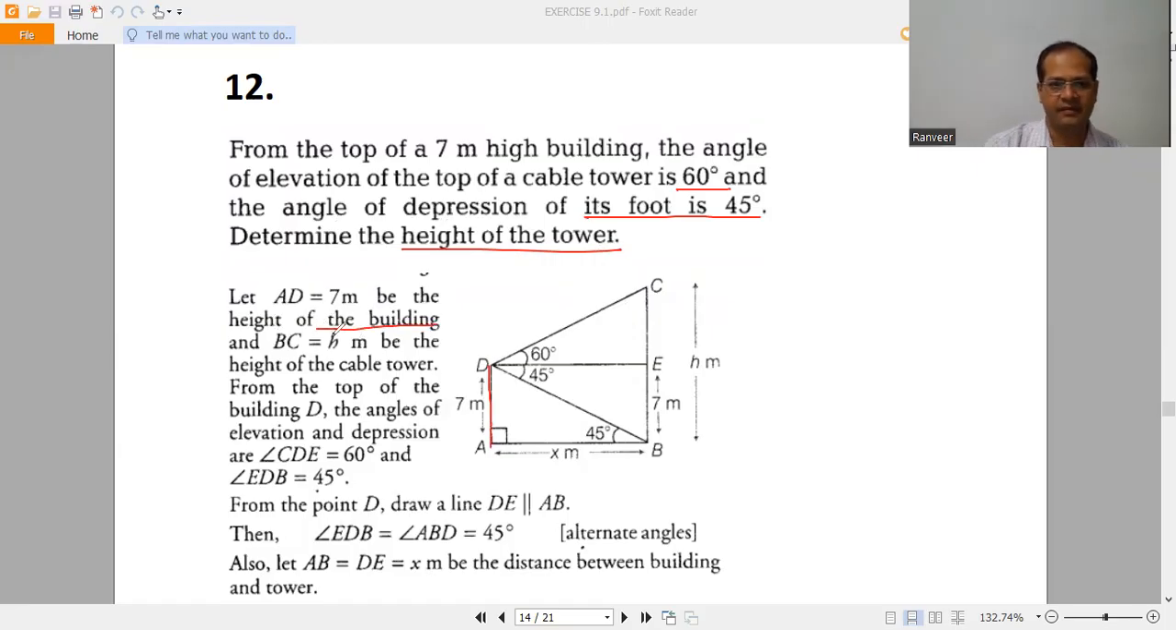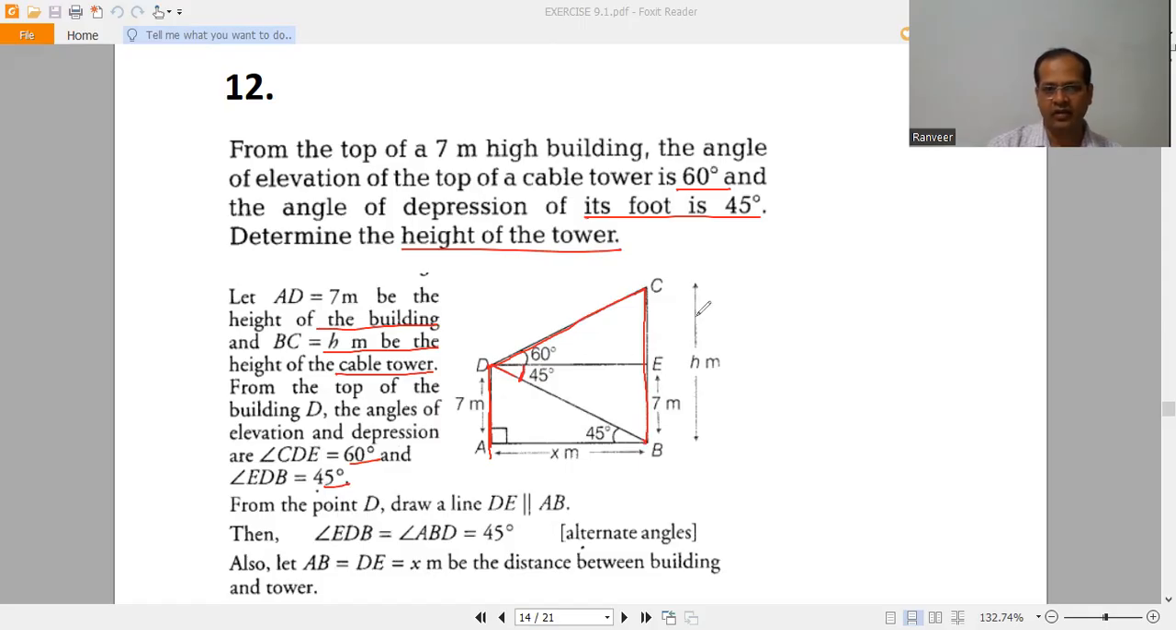And BC, let H meter be the height of the cable tower. This is the cable tower and this is the height of the building. So according to the question, from the top of the building D, the angle of elevation and depression is 60 degree and 45 degree. Angle of elevation we can write like this 60 degree and angle of depression is 45 degree. So this is 45 degree.